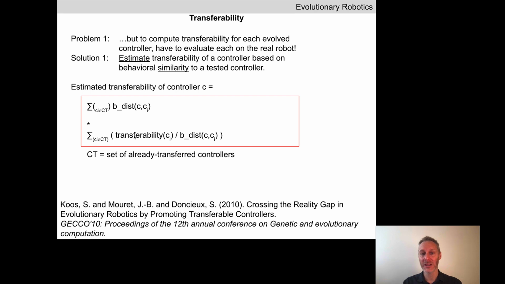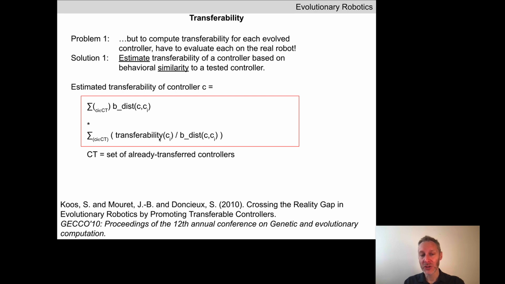And that's actually probably a good first order approximation of the transferability of C. If we've sent 17 controllers to reality and on average we get this amount of transferability, that's a good estimate for now of C. But we can actually do better than just taking the average of all transferabilities for the controllers in C sub t.